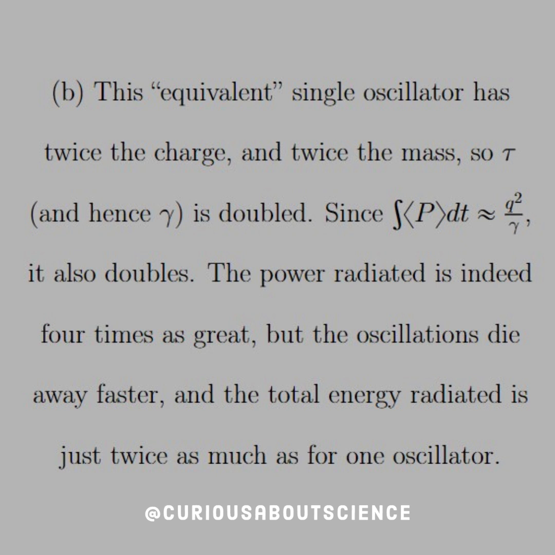Okay, so for part B, what we need to consider is that this equivalent single oscillator has twice the charge and twice the mass. So tau, and hence gamma, is doubled. Since what we just saw in the last part of the question was that the integral over time of the average power is some kind of factor of q squared over gamma, it also changes. If we double q, 2q squared gives us 4q squared. That's just a scaling law. But then since gamma goes to 2 gamma, the 4 and the 2 factors cancel to 2.